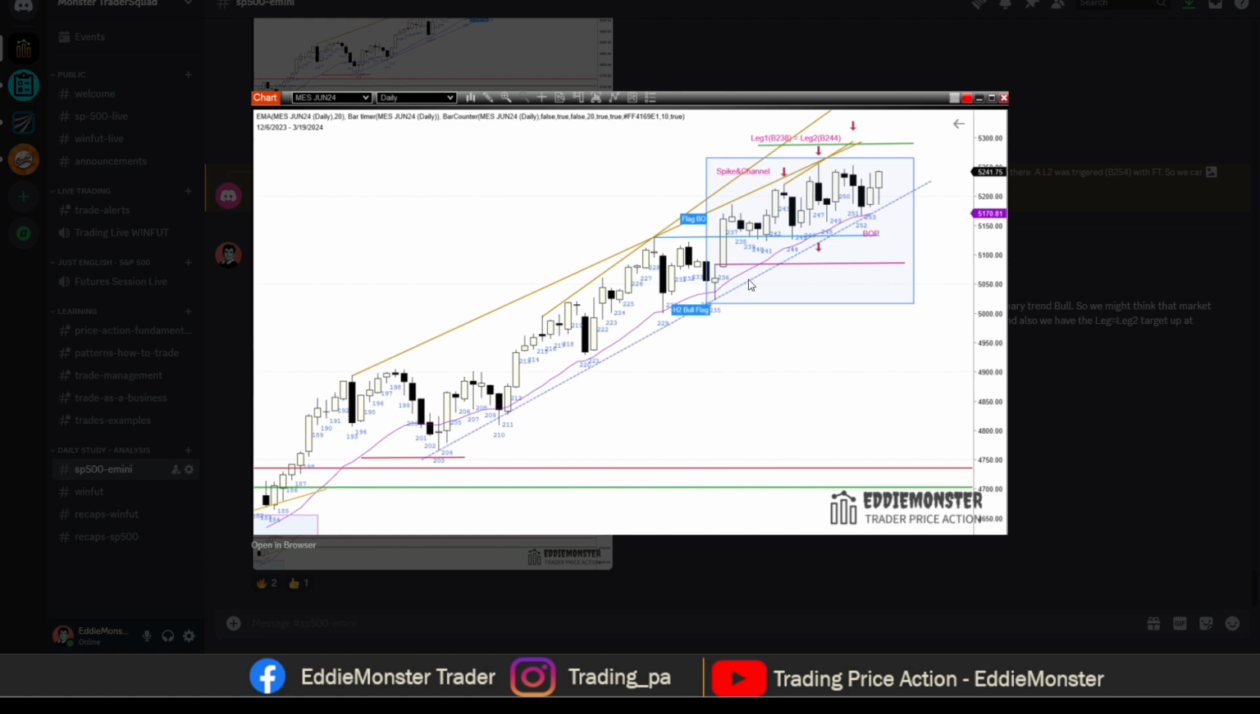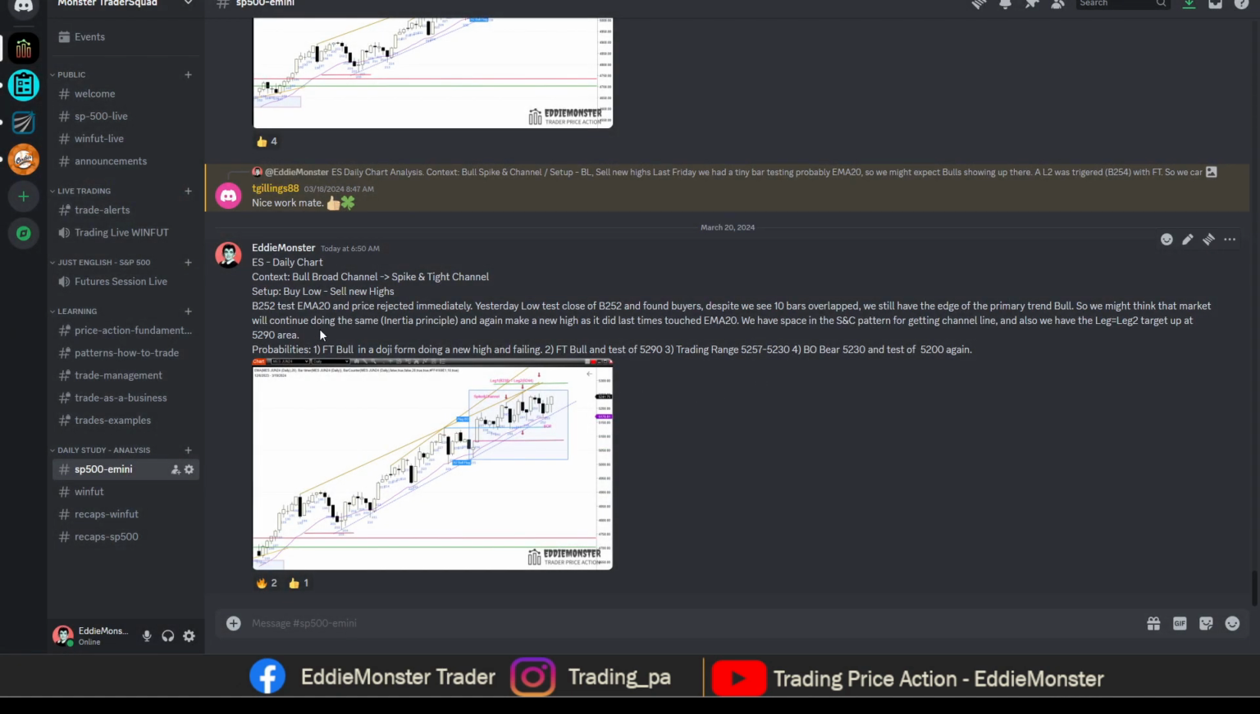That was the context. And then what I was saying is we have space in the spike and channel pattern to get a channel line up, right? Channel line up. We have the leg one, leg two target up at 590 area. So this is something that was always in my mind from the beginning. But of course, it's a fun day, so we don't know what is going to happen on fun day.